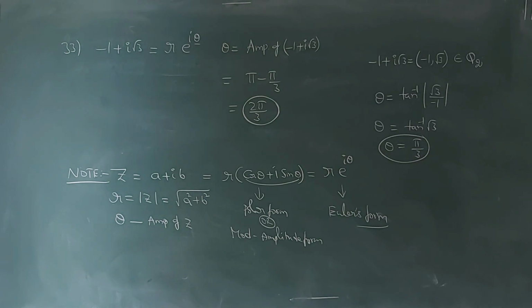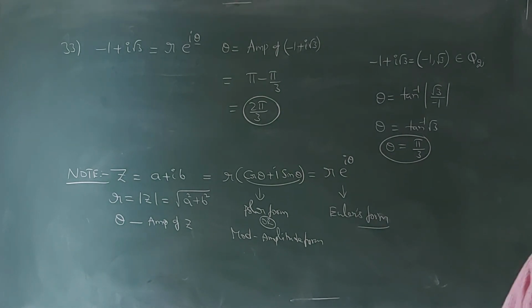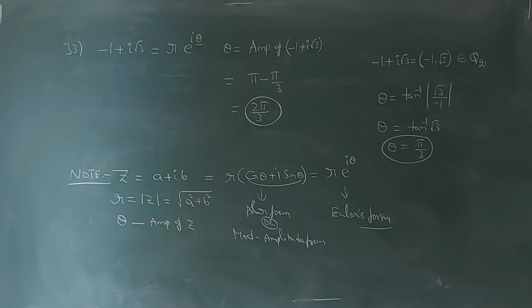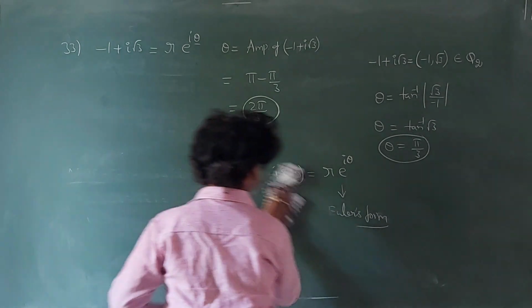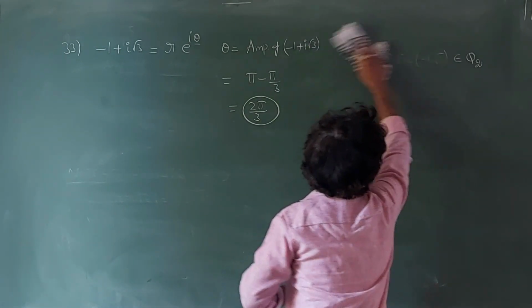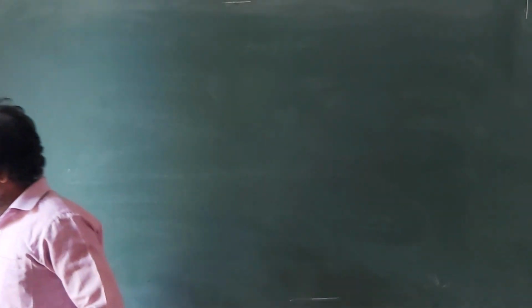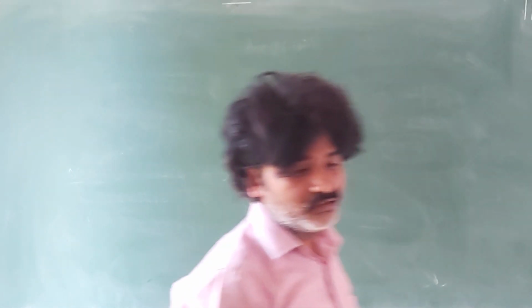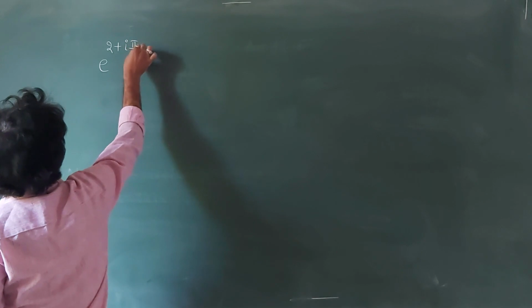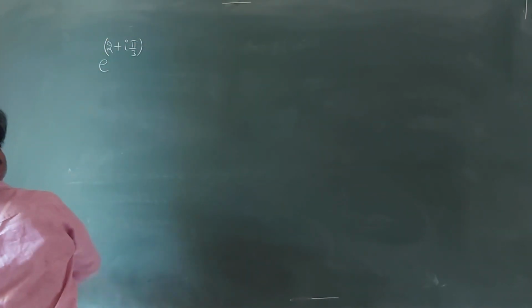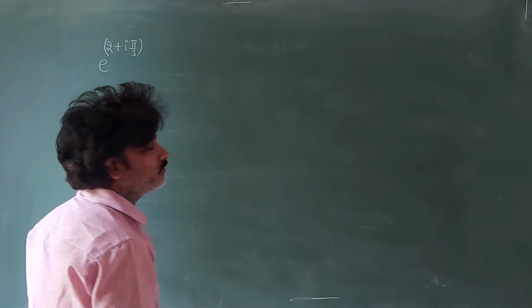Right. Now let us come to the next problem. This is the 33rd problem. Next is 34. The modulus and amplitude of the complex number e power 2 plus i pi by 3. What is its modulus and what is its amplitude, they are asking.